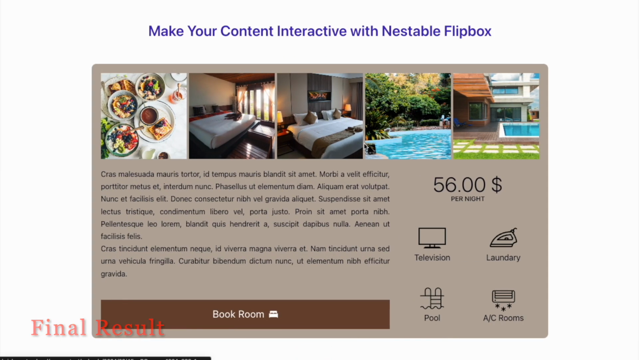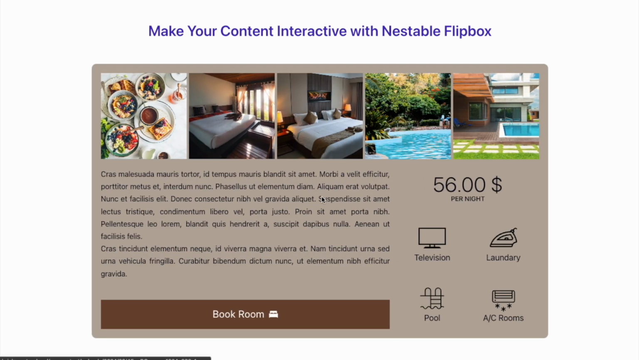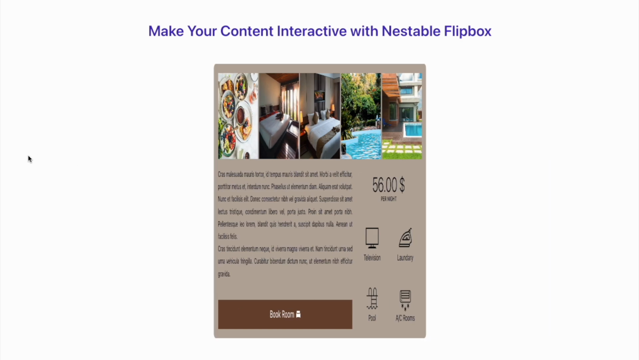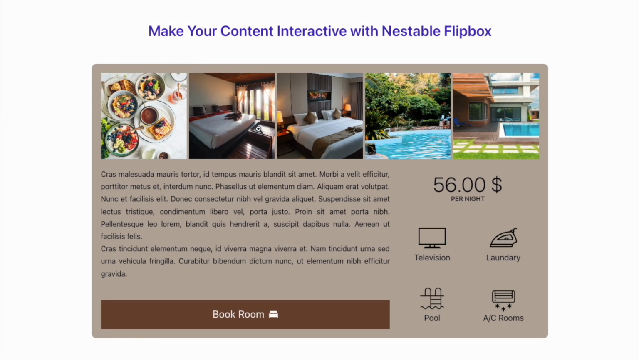Here's an example of a hotel information demo where we showcase details about the hotel services. When visitors hover over a box, it flips with animation to reveal more information on the backside. On the front side, we show details like how many people can stay in a room, any discount codes, and what services are available. On the back box, we've included an image gallery, a description, price, and other services offered by the hotel in straightforward terms.